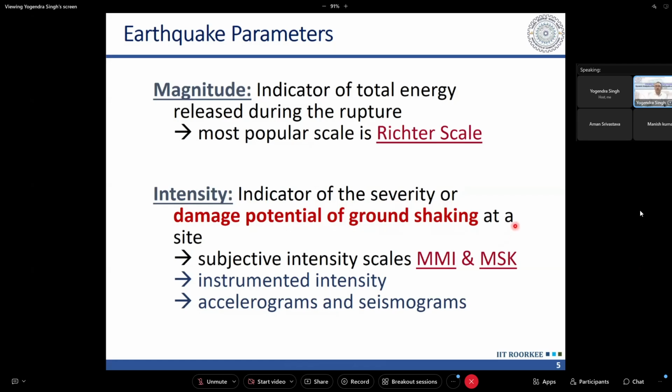Before instruments were available, people were quantifying this intensity by subjective scales like MMI and MSK. Now we have the instrumented intensity scale, because we can measure PGA, PGV, and the whole response spectrum. The ground motion itself we can get through instrumentation, and we represent it through accelerograms and seismograms as obtained from these instruments.